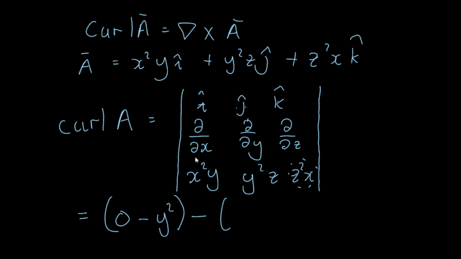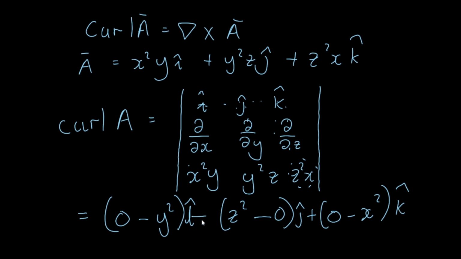Then what we're doing is finding the derivative with respect to x of z squared x, and that just gives us z squared, minus then the derivative of this with respect to z. So the derivative of x squared y with respect to z is just 0. And then lastly, blocking out the first row and third column, what we're left with is the derivative of y squared z with respect to x, that just gives us 0 again, and the derivative of x squared y with respect to y, and that gives us x squared. And of course, we mustn't forget to put our unit vectors in each of the directions.